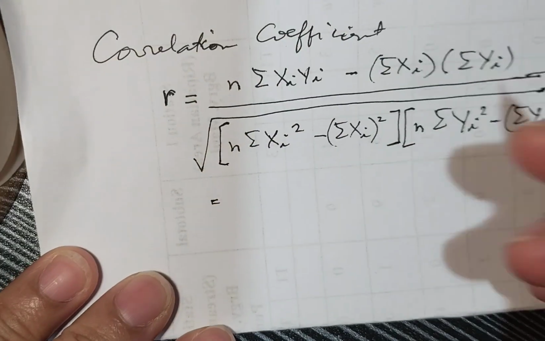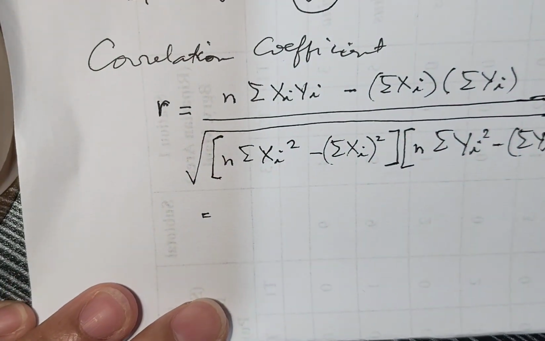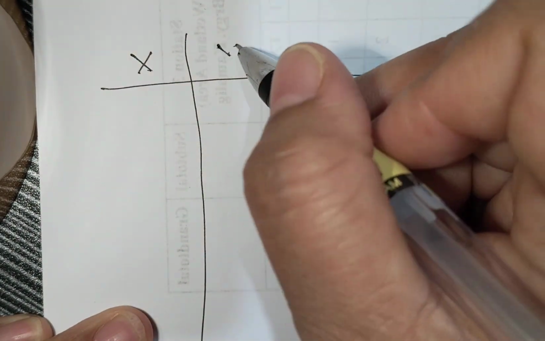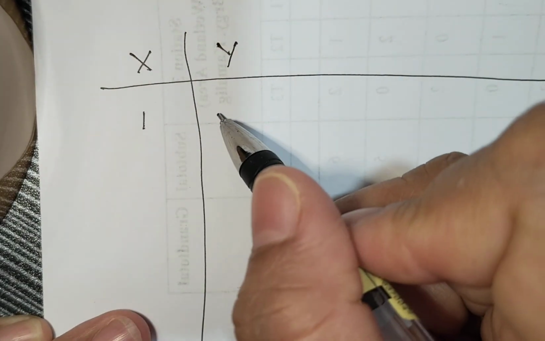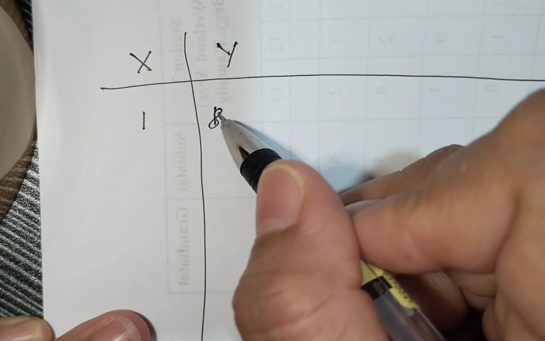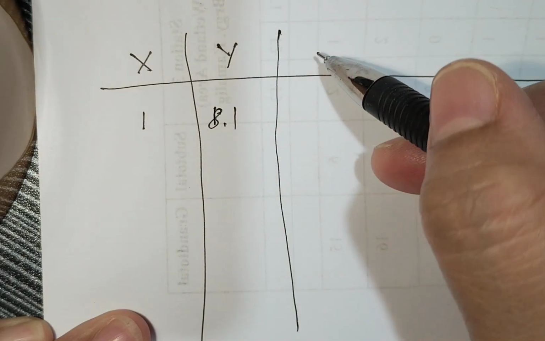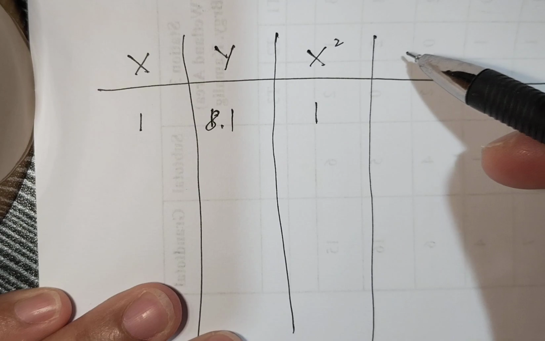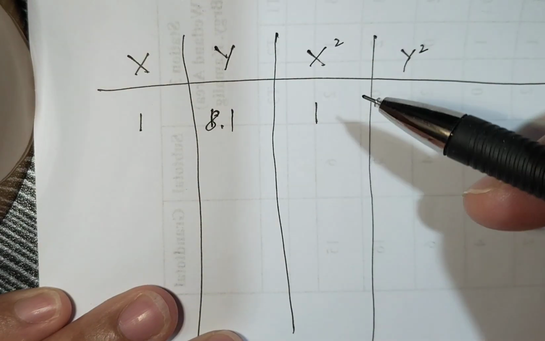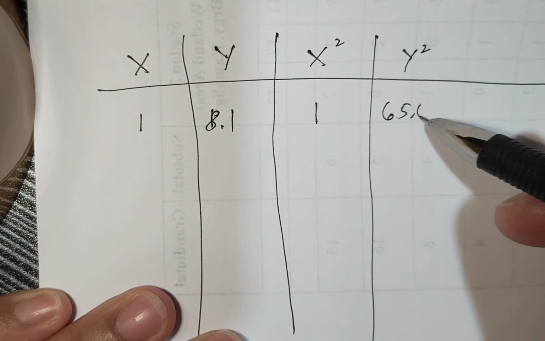Okay, so what we need here is the summation of yung mga ganyan. So, how do you get that one? If you have this column for the x values, you have also for the y values. Yung kanina we have 1, tapos 8.1 rather. Now, you will need to get the x squared. Square of this is 1. You will need also the square of y. So, 8.1 squared, that's 65.61.